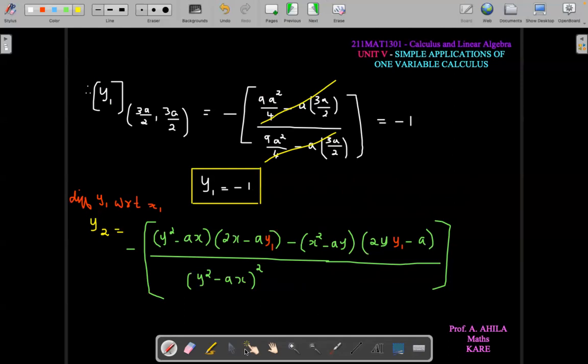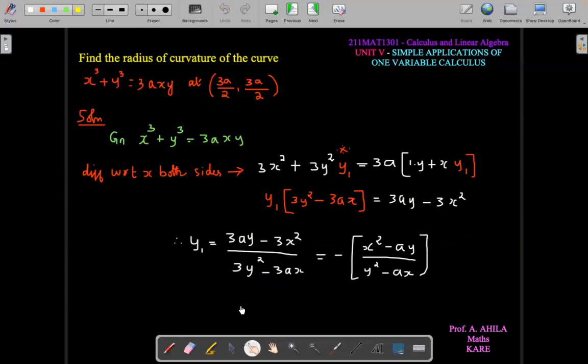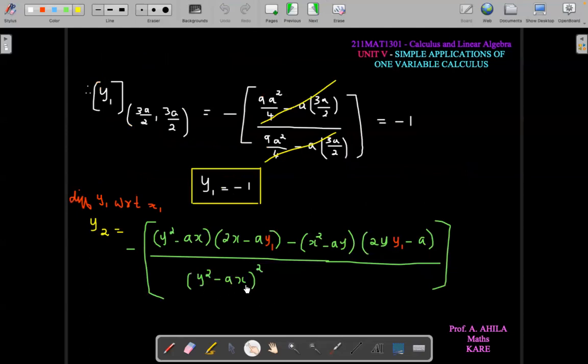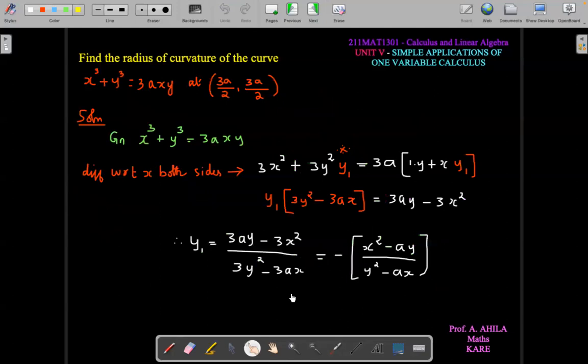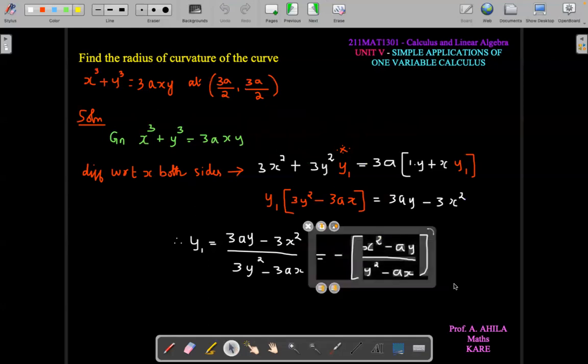Now we need to differentiate y1 again with respect to x. So remember, this is our y1. So we do by the u by v, the whole dash formula. So u by v means v squared, y square minus ax the whole square. Here x square minus ay is our u. I consider this there.